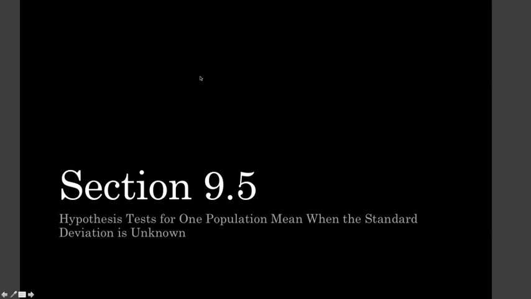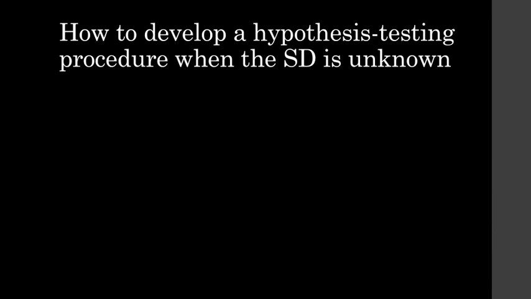Alright, section 9.5, hypothesis test for one population mean when the standard deviation is unknown. Alright, so how are we going to develop a testing procedure when the population standard deviation is unknown? Well, think about what we had, okay? When the population standard deviation was known, we were able to use a z-score, a z-statistic, equals x bar minus mu over the standard deviation.